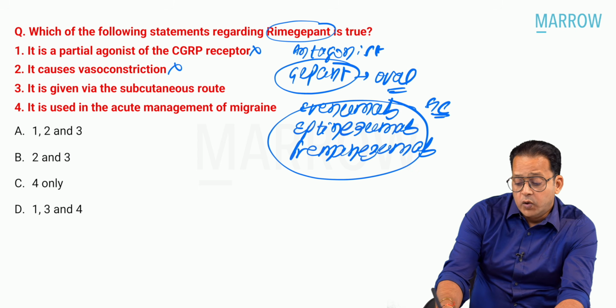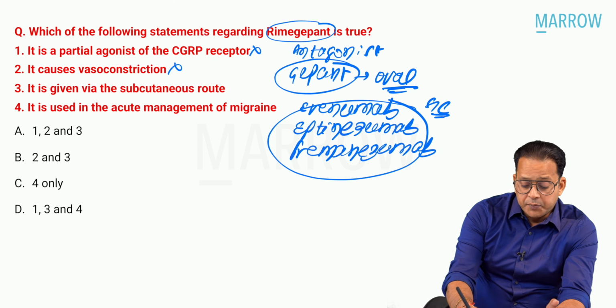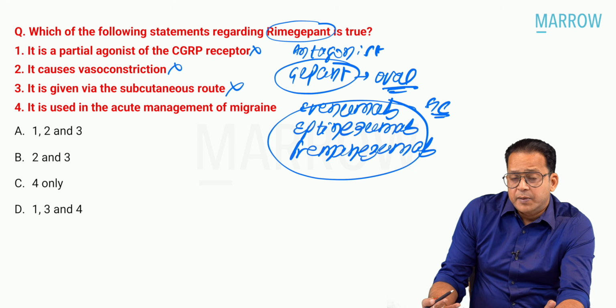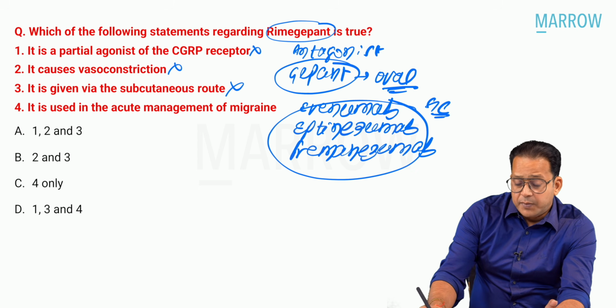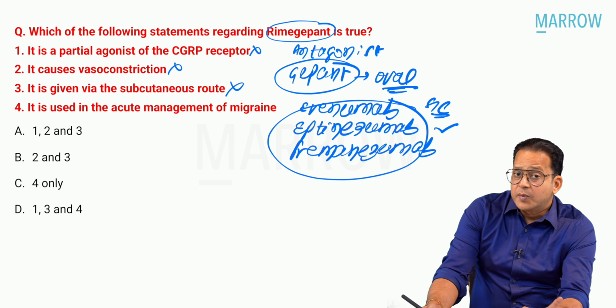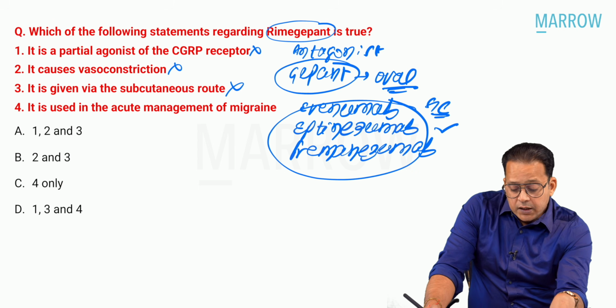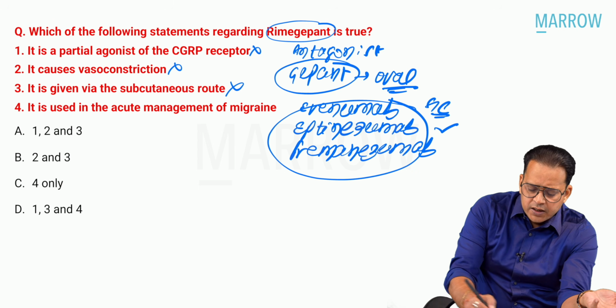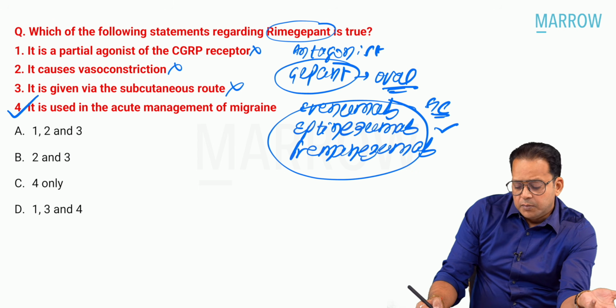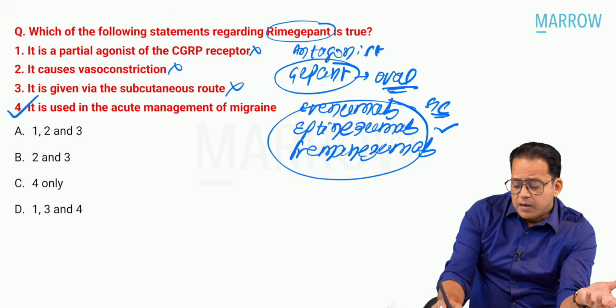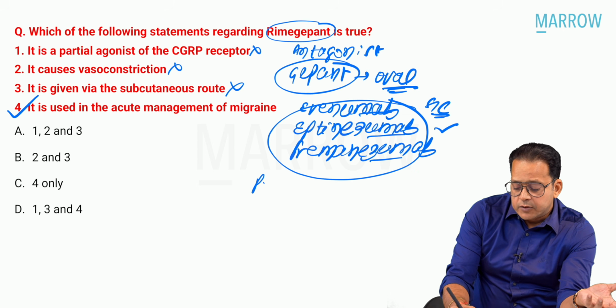Whereas gepants are oral drugs and subcutaneous route is false. Right? I cannot give it by subcutaneous route. So I can give these MABs by subcutaneous route. I can also give sumatriptan by subcutaneous route. It is the only triptan given by subcutaneous route. The last one, obviously, the last one has to be correct. It is used in acute management of migraine. So remember, the MABs are used only for prophylaxis.